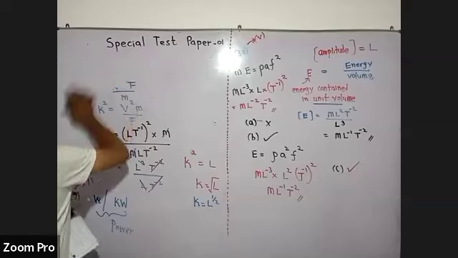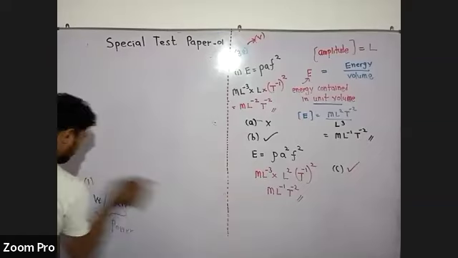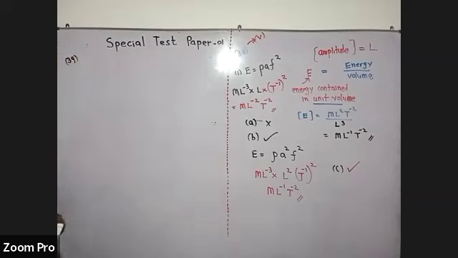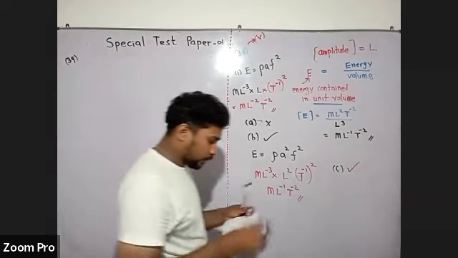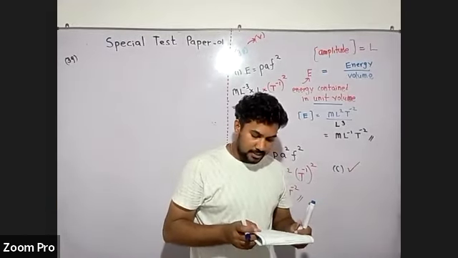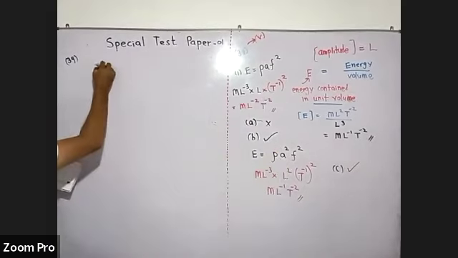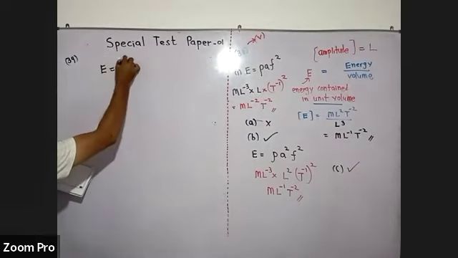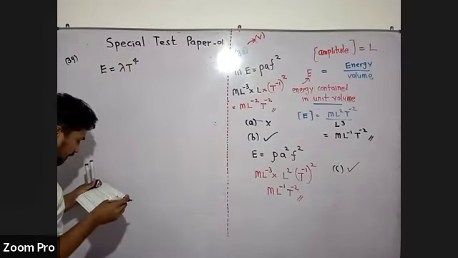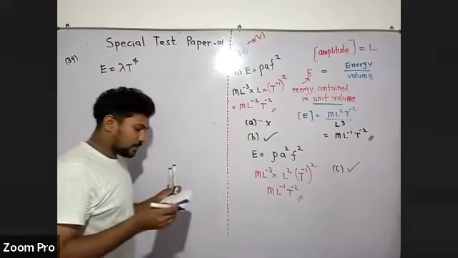In the 39th question, the radiation energy emitted per unit time from a unit area of a rigid body at temperature T is given by E equal to lambda T squared. If K is the dimensions of T, then the dimensions of lambda are?